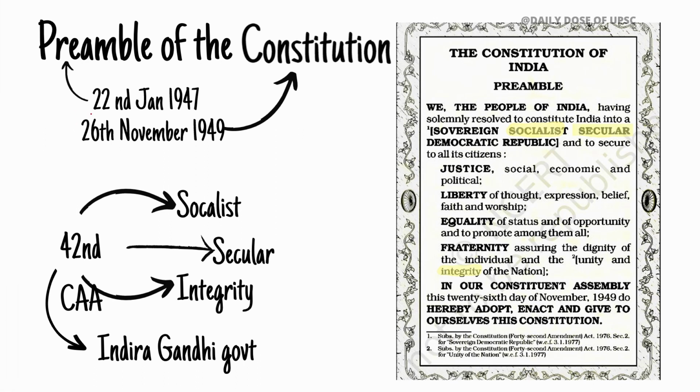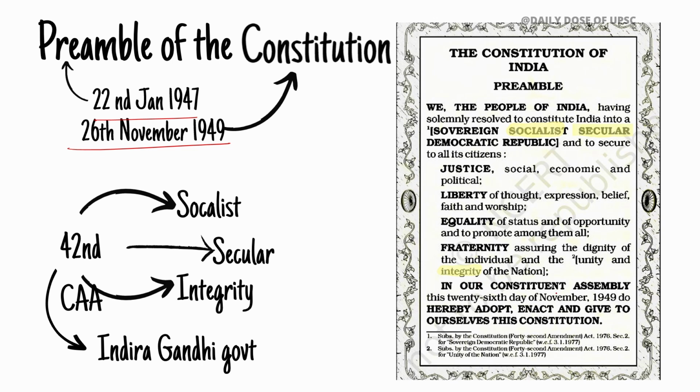The preamble was adopted on the 22nd January 1947 and the constitution was adopted on the 26th November 1949. This is the preamble. We the people of India, having solemnly resolved to constitute India into a sovereign, socialist, secular, democratic republic, and to secure all its citizens justice, social, economic and political, liberty of thought, expression, belief, faith and worship, equality of status and of opportunity, and to promote among them all fraternity, assuring the dignity of the individual and the unity and integrity of the nation.